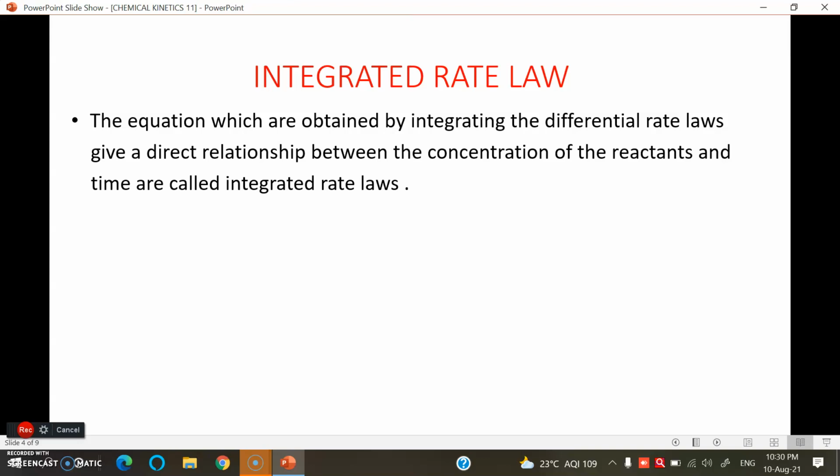This means that it is important to know the rate of consumption of the reactant, that is, how much reactant concentration will remain after a specific time t. The relationship between the reactant concentration and time is given by the integrated rate law.